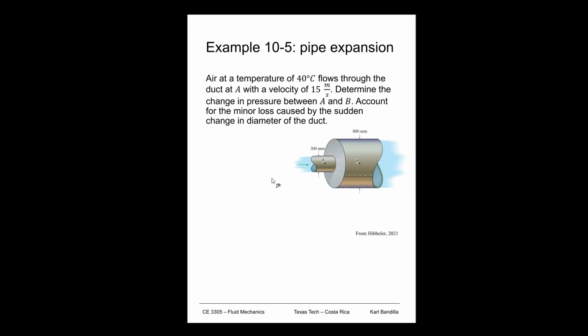This is example 10-5, flow through pipe expansions. We have air flowing through this expansion right here. Looks a little bit like half of a muffler. We're given the air temperature, 40 degrees C. We know what the velocity is at A. And we're now asked to find the pressure difference between A and B.